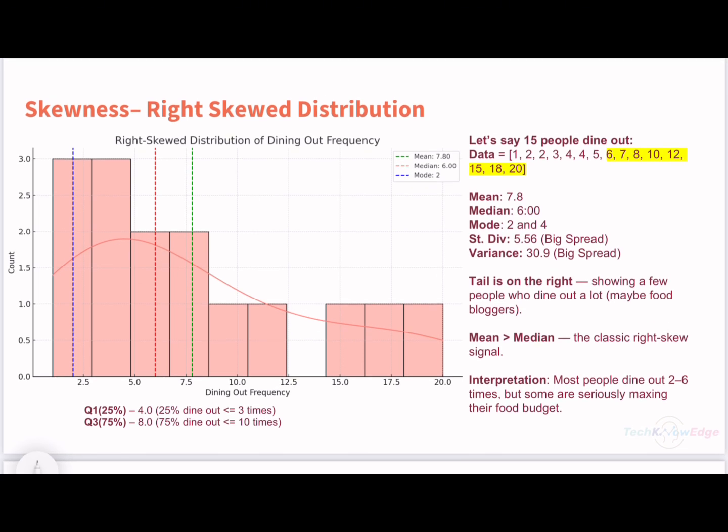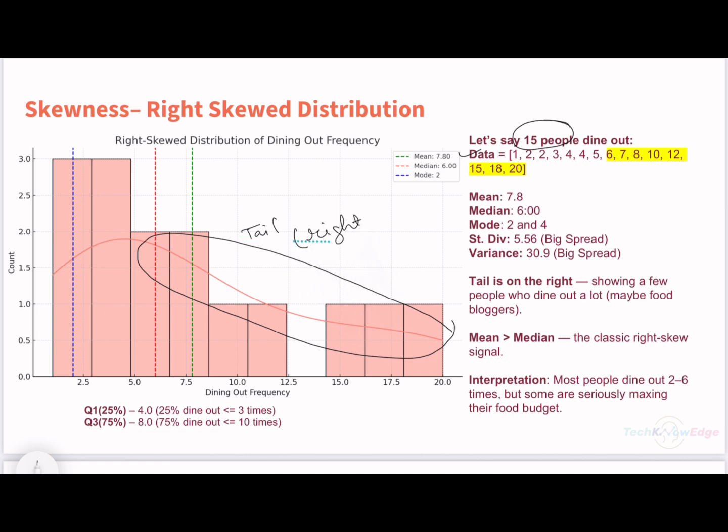Let's now look at the other side of skewness. This time we are dealing with a right-skewed distribution. Again, imagine 15 people and how often they dine out in a month. The data set is 1, 2, 2, 3, 4, 4, 5, 6, 7, 8, 10, 12, 15, 18, and 20.